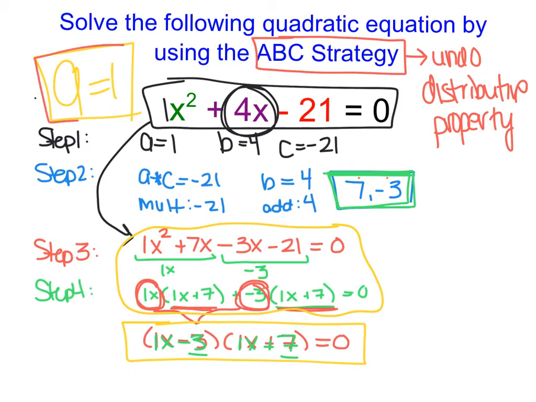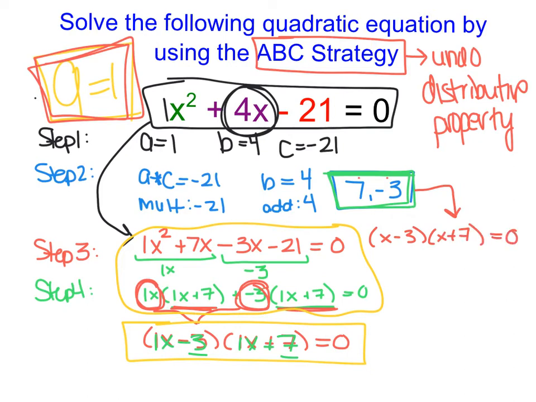So if your A value is equal to 1, what you can do is skip ahead here and say, well, because A is equal to 1, and we have a positive 7 and negative 3, you can write x minus 3 times x plus 7 is equal to 0. So that's okay, as long as A is equal to 1.